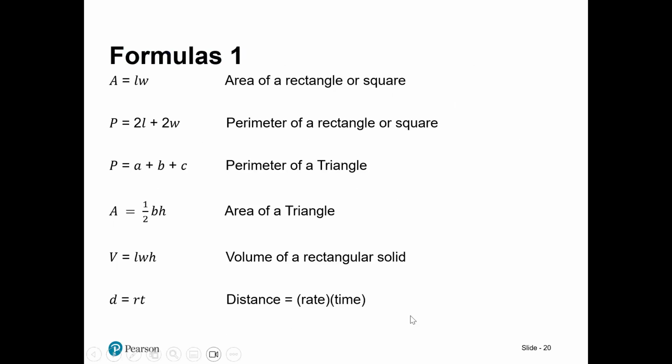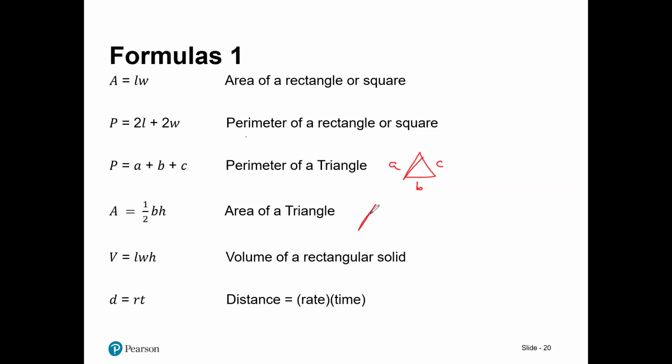So I'm not necessarily listing every formula that could possibly be used. These are just some examples. As I said, area is width times length. Perimeter of a square or rectangle is P, perimeter, equals 2 times the length plus 2 times the width, because we have 2 lengths and 2 widths. The perimeter of a triangle is just the sides A plus B plus C. As I said, we know without being told that's what we're looking at: length A, length B, length C.